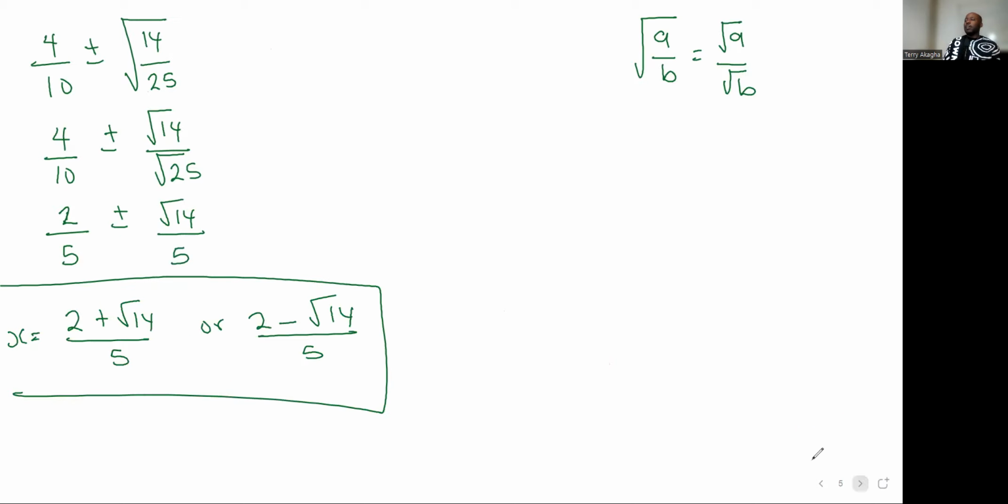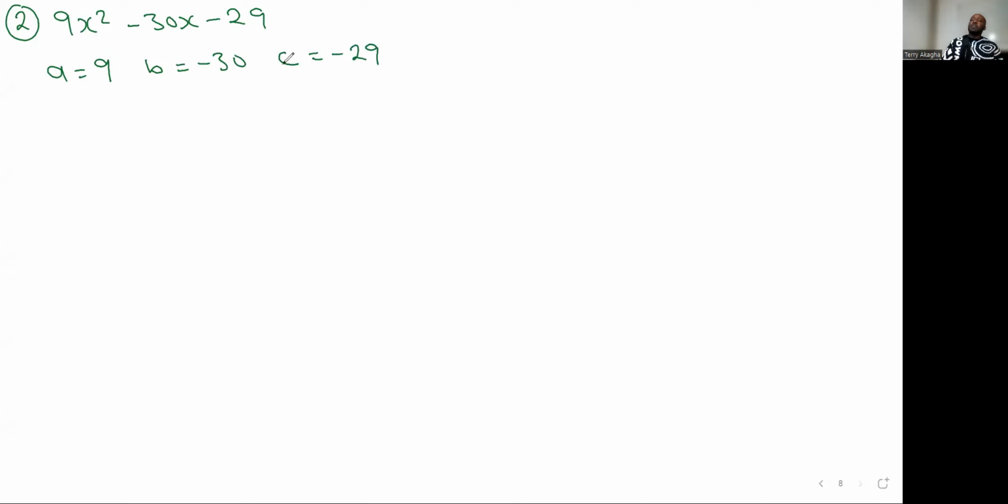So we're going to pick another example now, just to buttress this point a bit more. So let's pick this example. We have 9x squared minus 30x minus 29, okay? So from here, our A is 9, our B is minus 30, and our C is minus 29. Is that okay?